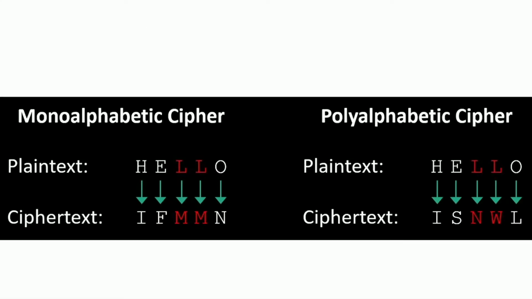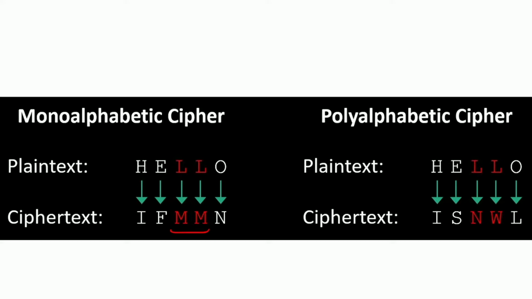Let's look at the difference between monoalphabetic cipher and polyalphabetic cipher. In monoalphabetic substitution cipher, each element in the plaintext is always mapped to the same element in ciphertext each time it appears in the plaintext, as shown here in the example on the left. The letter L is always mapped to the letter M, no matter how many times it appears in the plaintext.